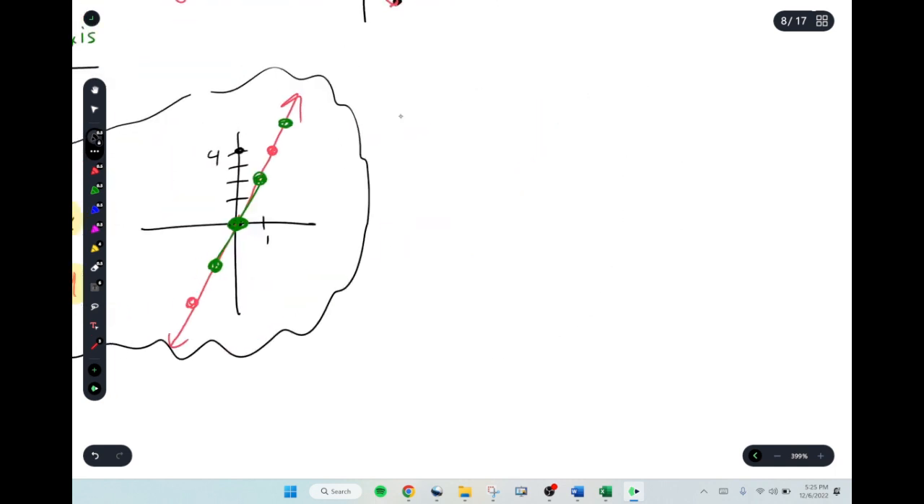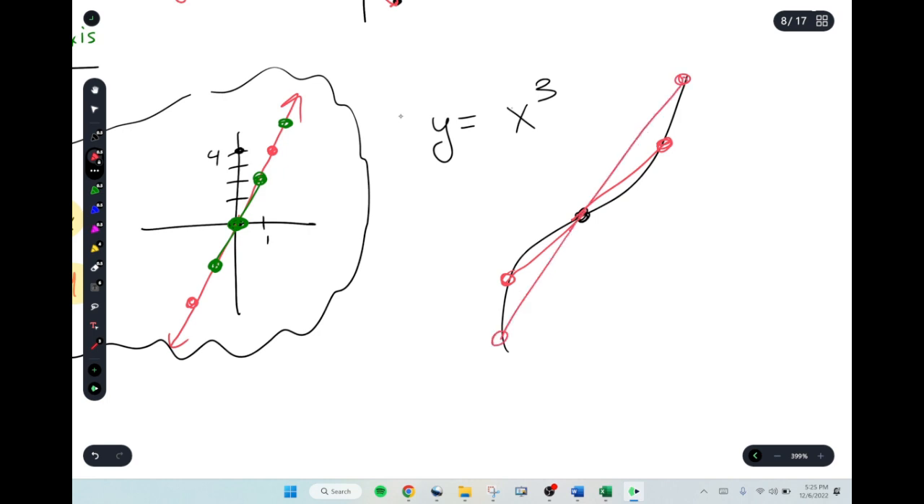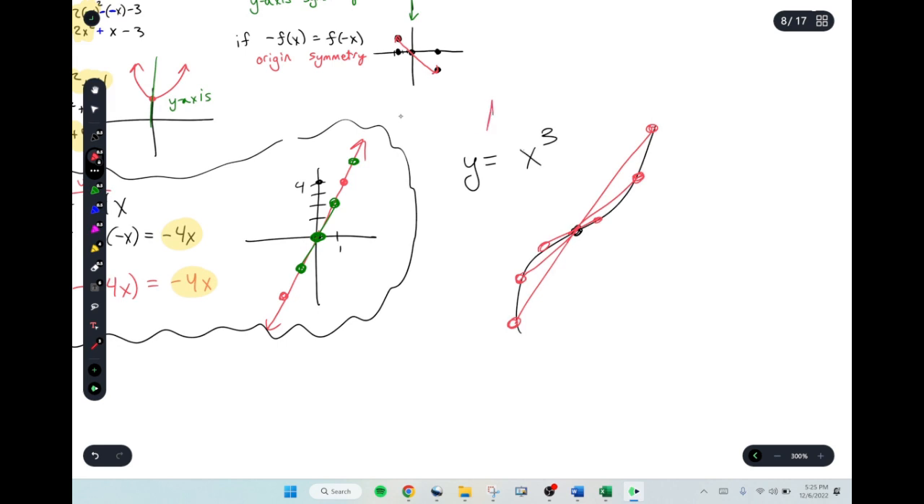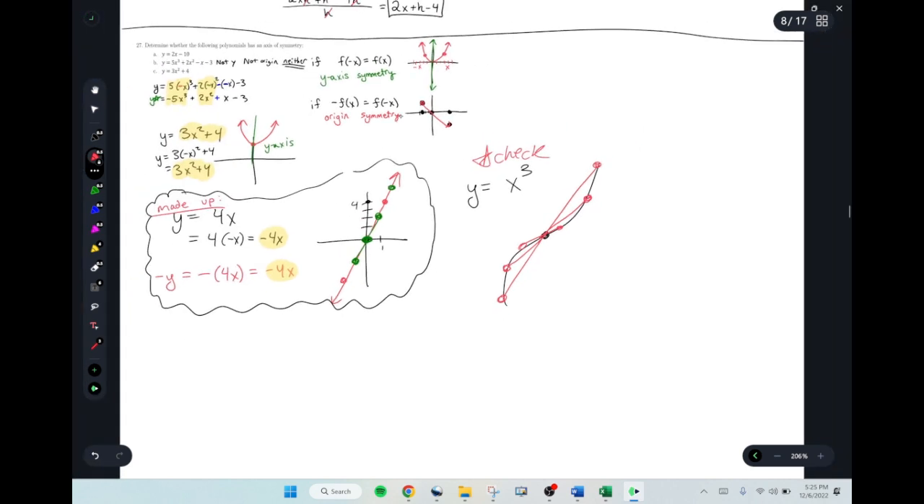The cubic function also, if you want to go check this at home, the cubic function also has origin symmetry. It looks like that, right? Every line you draw, if you keep going through the origin, falls on the line, no matter where you draw it, right? Boom. So if you want to check at home, maybe you could do a little practice problem and check the cubic function and see if it has origin symmetry.